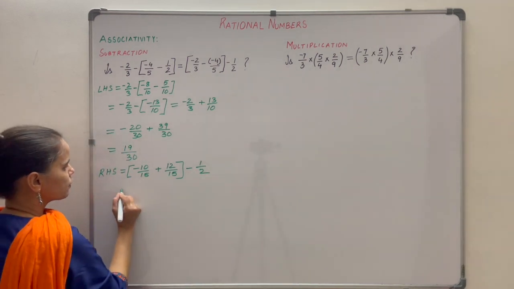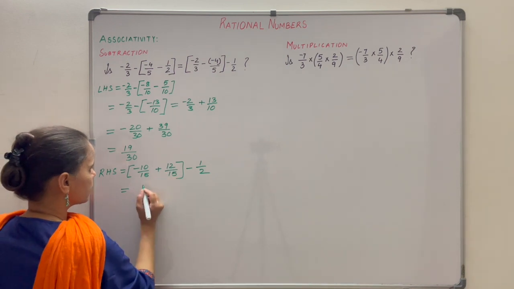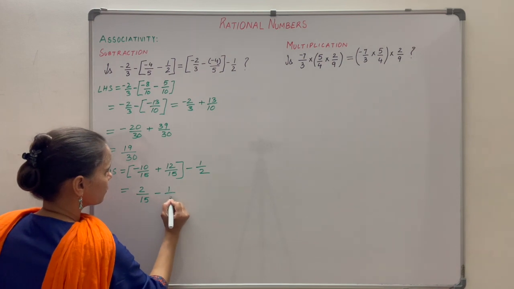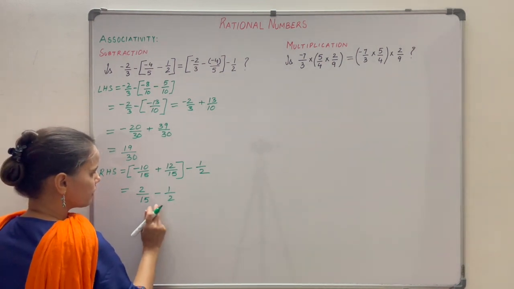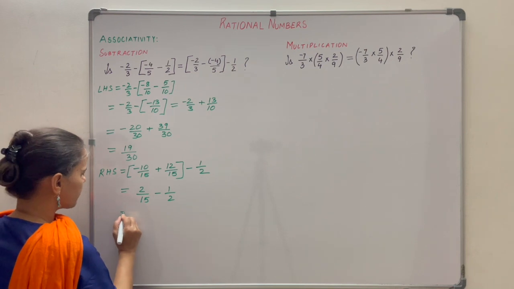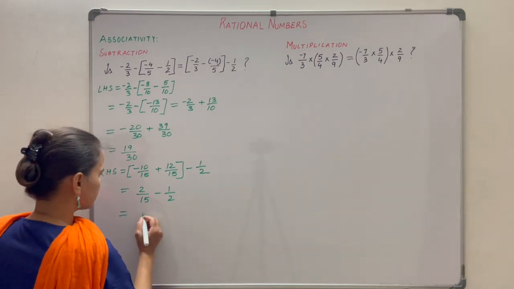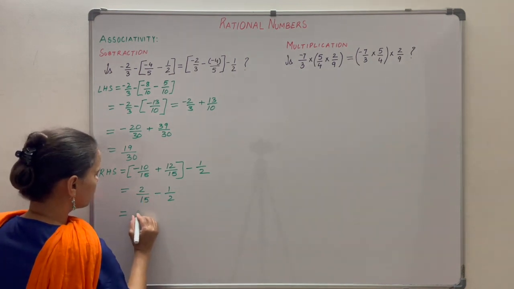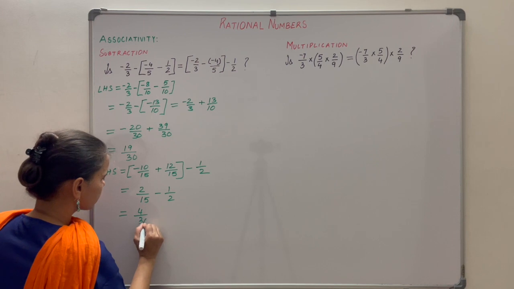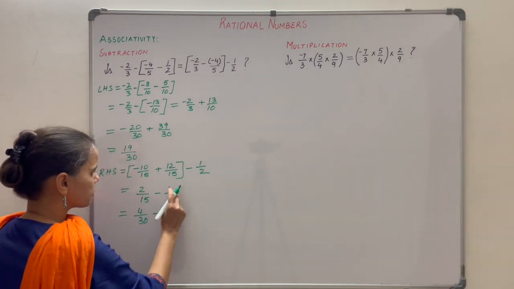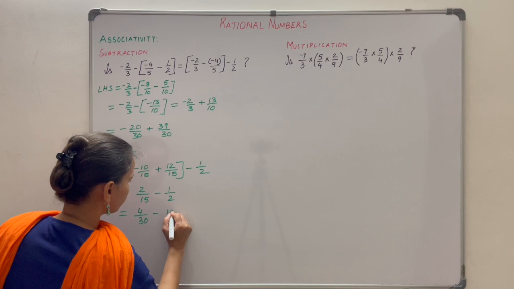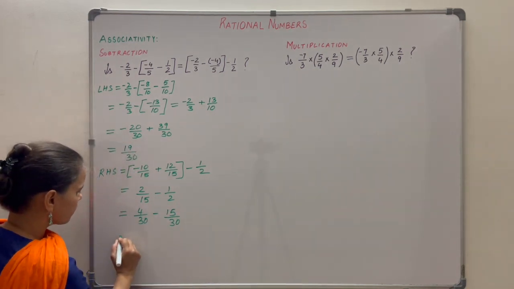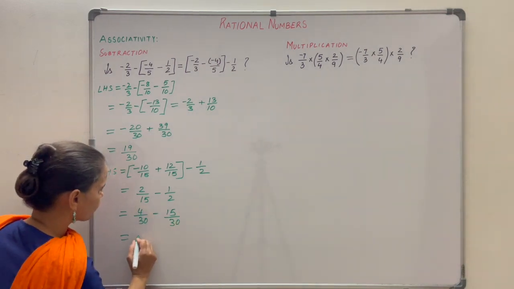So what will you get here when you solve this? Minus 10 plus 12 is 2 upon 15, and here minus 1 by 2. Again the denominators are different, so you have to make the denominator same by taking the LCM, and the LCM is 30. So here you have to multiply both numerator and denominator by 2. So what we will get here? 4 upon 30 minus, here you have to multiply both numerator and denominator by 15. So you get 15 upon 30. So here it is 4 minus 15. So what will you get?